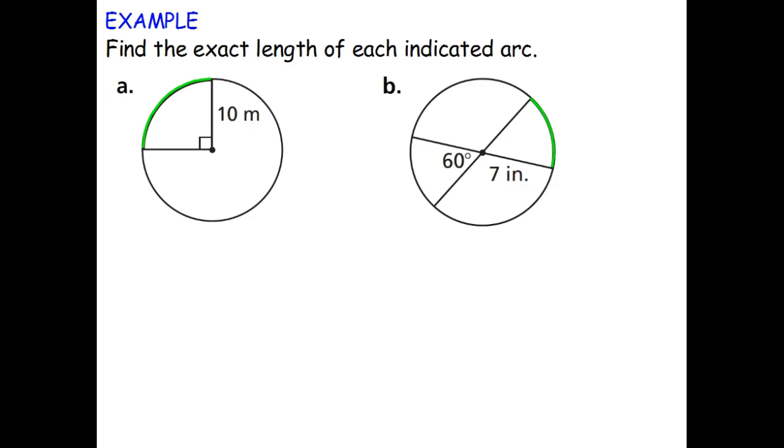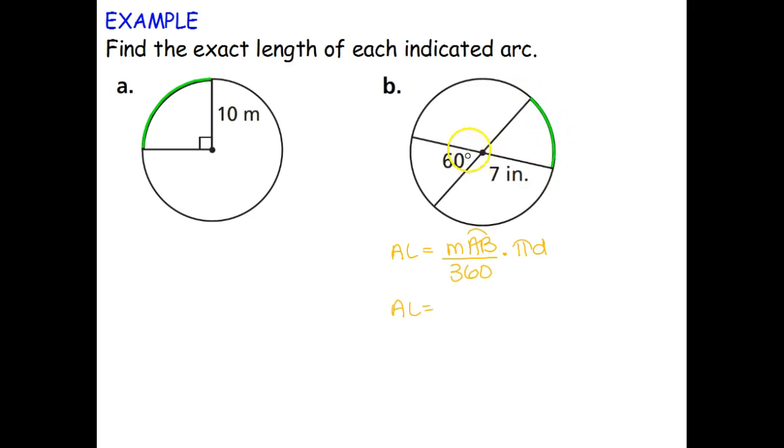So we have just a couple of examples. I'm just going to go over B because I think we've done one like A before. So again, to find your arc length, you're going to do measure of arc AB over 360 times pi times the diameter. So this measure of arc AB here, that's this arc that's highlighted in green here.